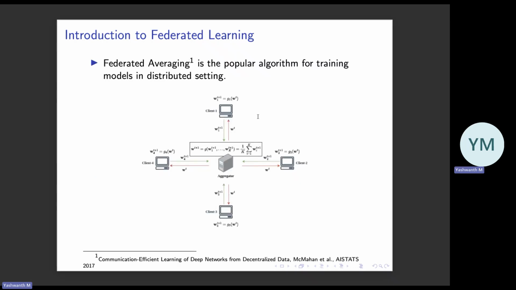A typical scenario in federated learning is where we perform federated averaging. Each client performs local updates and shares the model with the server. The server then aggregates and broadcasts again. This process is repeated until convergence.